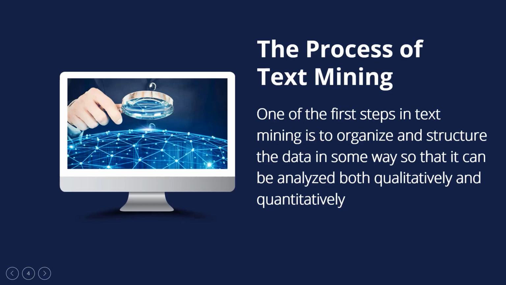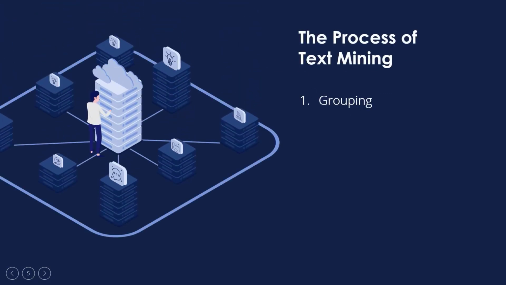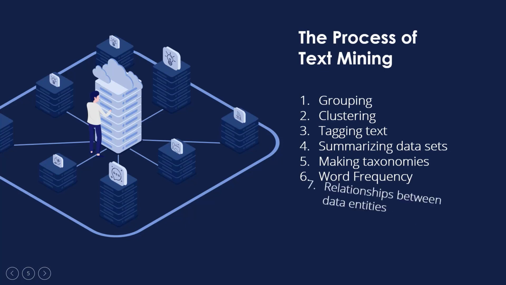But one of the first steps in text mining is to organize and structure the data in some way, so that it can be analyzed both qualitatively and quantitatively. The initial work includes grouping, clustering and tagging text, summarizing data sets, making taxonomies, and getting information about things like word frequency and relationships between data entities. Then, analytical models are run to get results that can be used to shape business strategies and operational actions.